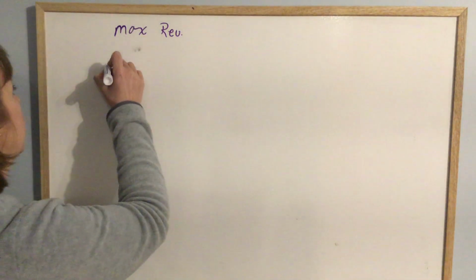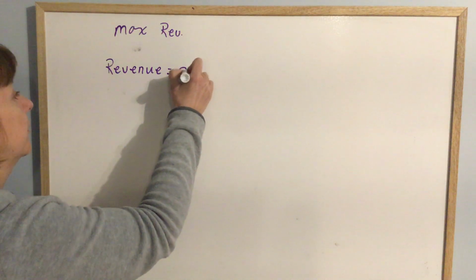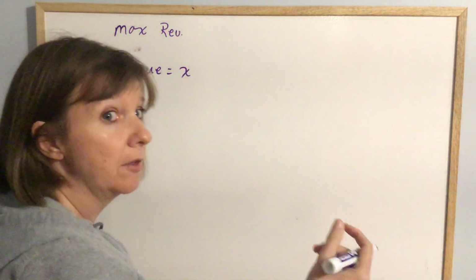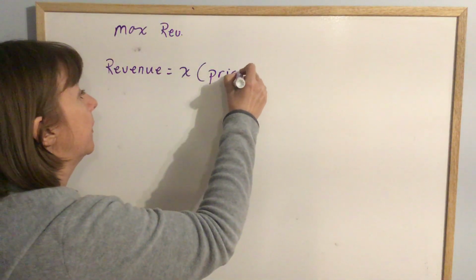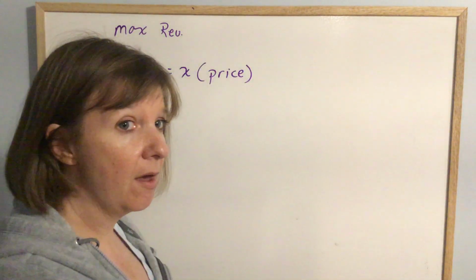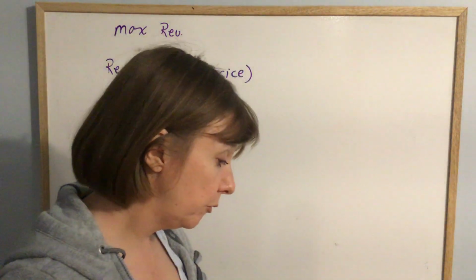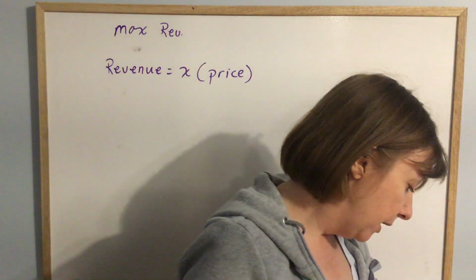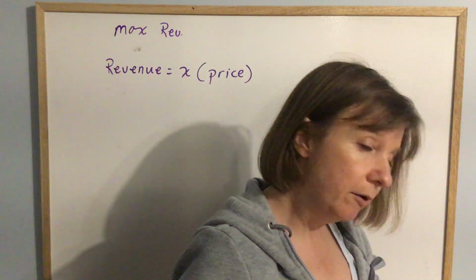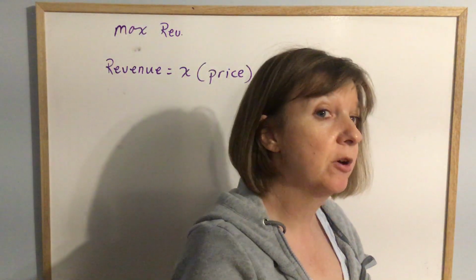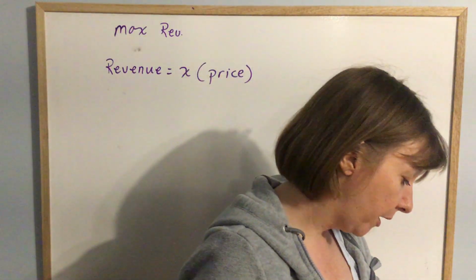We want to maximize the amount of money coming in. Revenue is the number that I sell, so X, the number of items that I sell, multiplied by the price. So if I sell 20 of them and I sell them for $50 each, 20 times 50 would give me my revenue. The thing is, they don't give you a formula for the price. They expect you to come up with it. I'm never going to do that. I'm going to give you the formula for price. Okay?